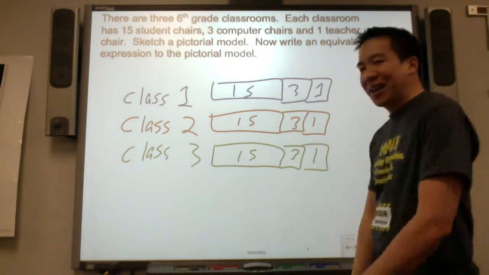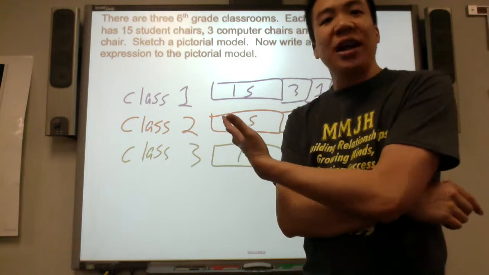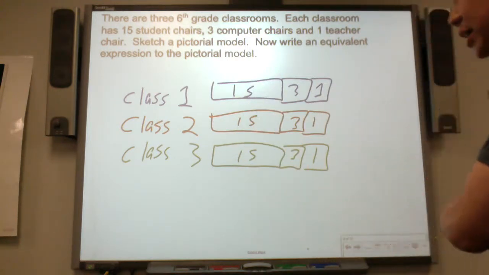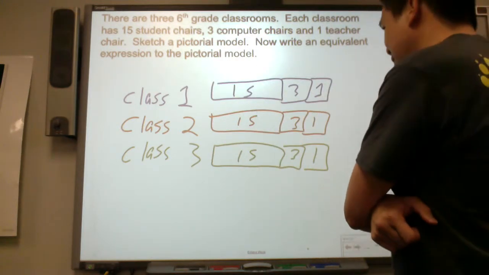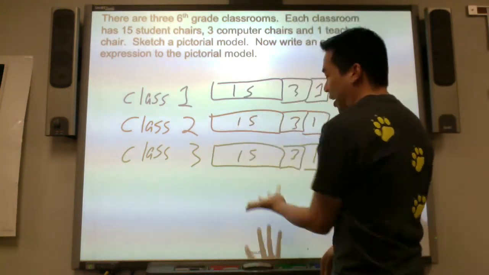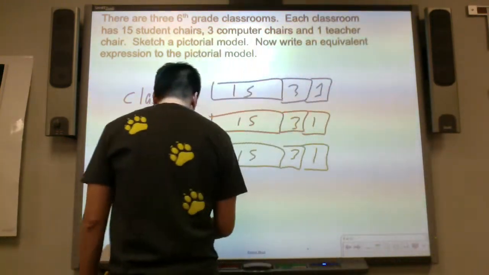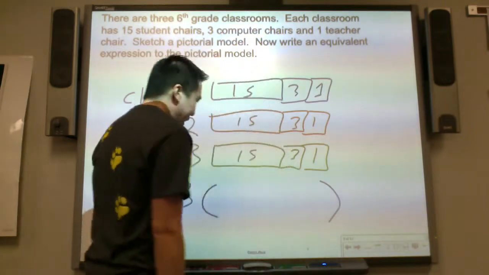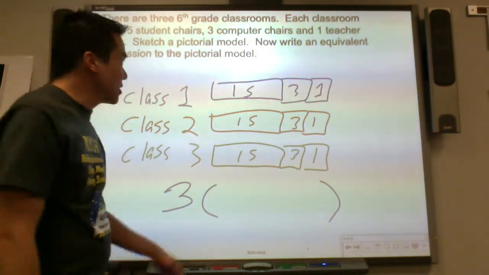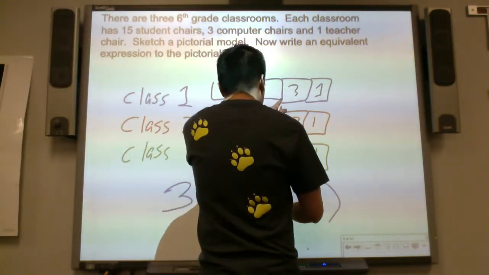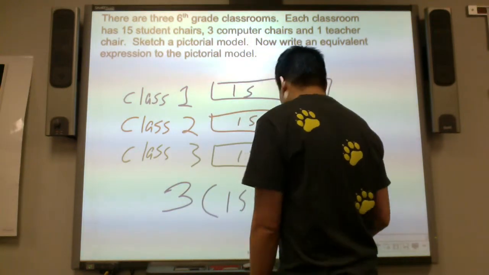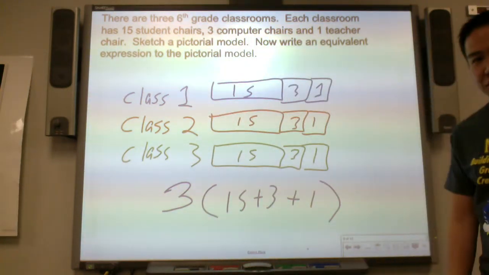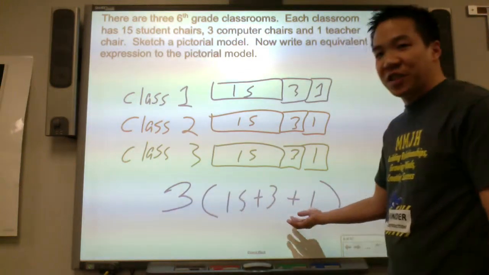So how can I write this as an equivalent expression using numbers and operations? Well, first of all, how many groups are there here? There are 3 groups. And each group consists of what? A 15 plus a 3 plus a 1. And that is the answer. There's 3 groups of 15 plus 3 plus 1.